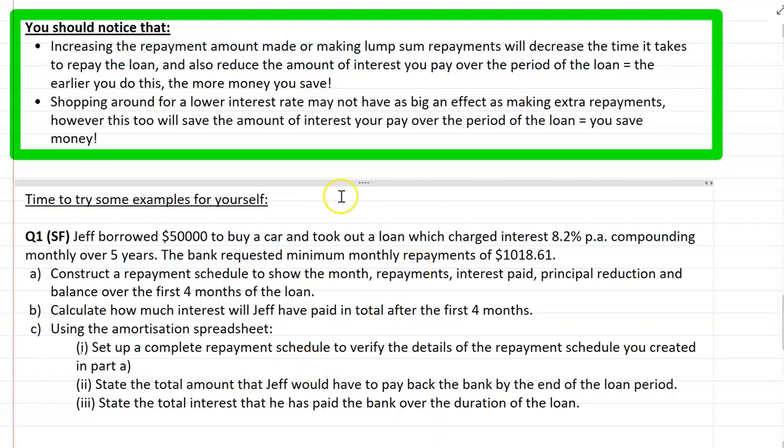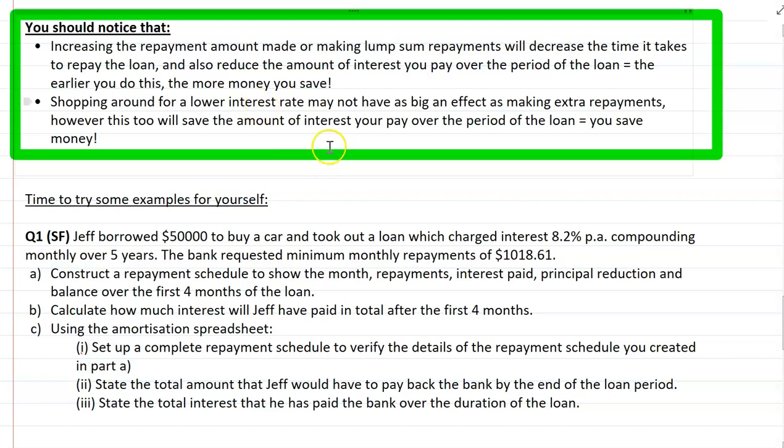Okay, so from all of those adjustments we made to that loan, you should have noticed that increasing repayment amount or making lump sum repayments will decrease the time it takes to repay the loan and also reduce the amount of interest you pay over the period of the loan. And the earlier you make these lump sum repayments or additional repayments, the more money you will save. Shopping around for a lower interest rate may not have as big an effect as making repayments or lump sum repayments. However, this will save you money as well over the period of the loan.